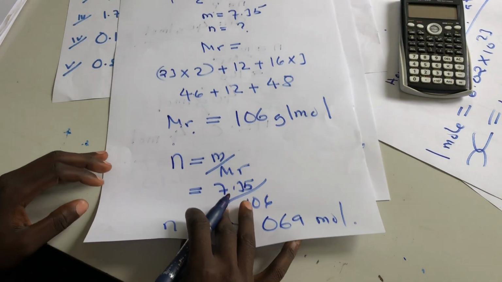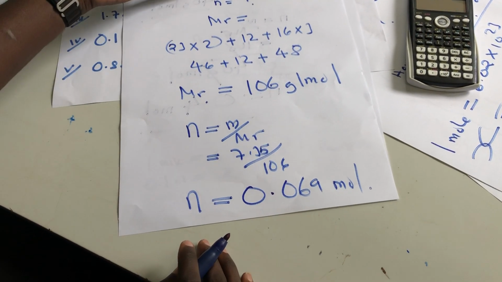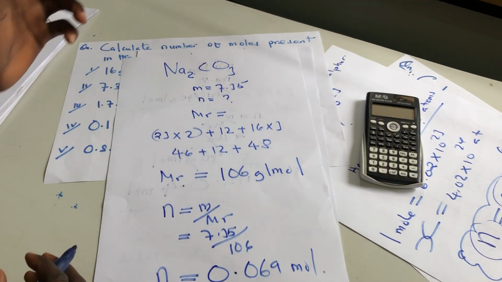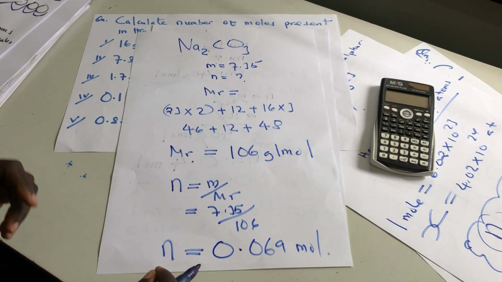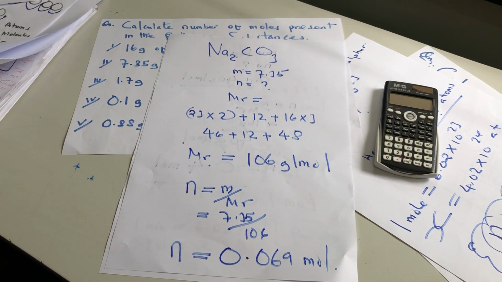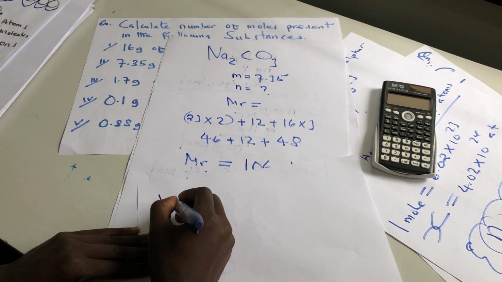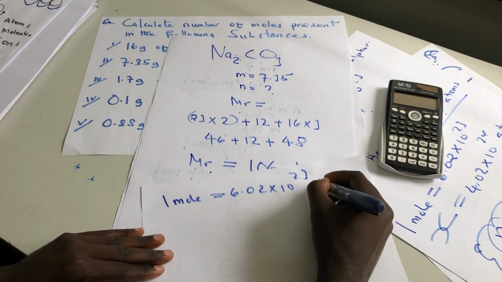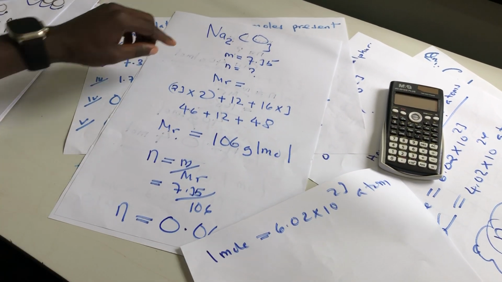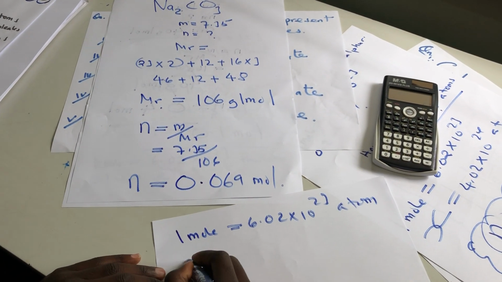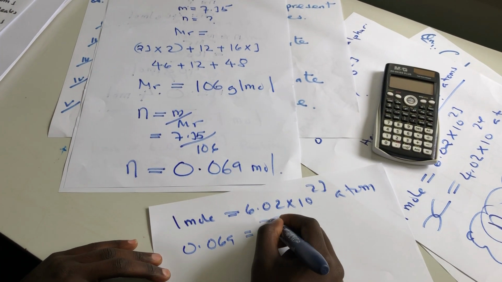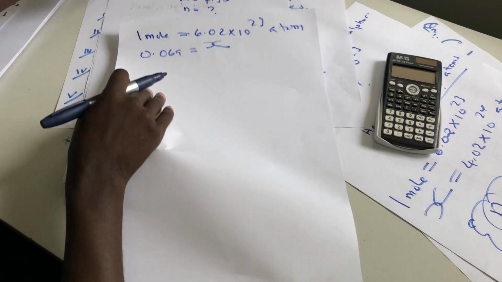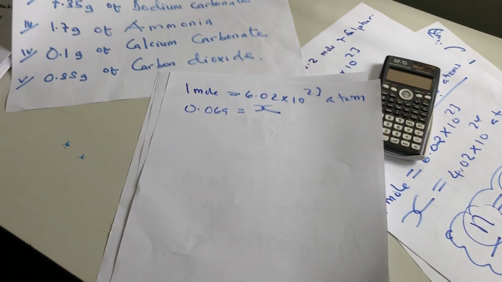The same applies to this question here. After finding the number of moles, they can ask how many particles or how many atoms are found in sodium carbonate. You will go back to the relationship that 1 mole of any substance, let's say 1 mole, represents 6.02 times 10^23 atoms. From this question of sodium carbonate, we got the number of moles as 0.069. That is how you will find how many atoms. So you will close, and you will be able to get the number of particles. Let's look at another question.